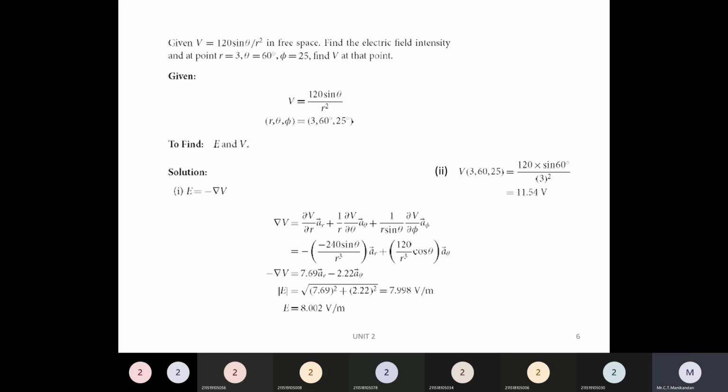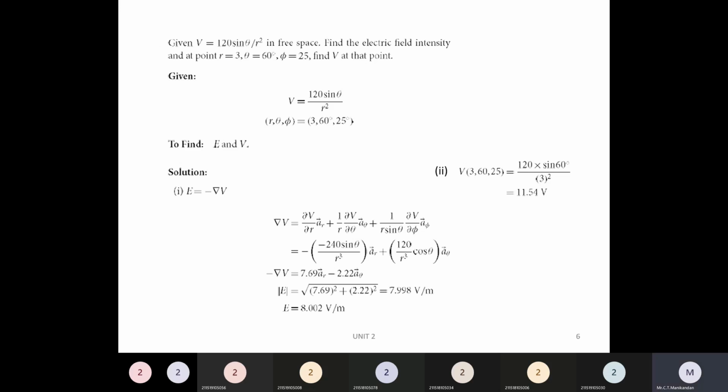And in the last session, I also told you that for the gradient there exist different coordinate systems: Cartesian, cylindrical, spherical. So the formula will not be the same for all coordinate systems, it will be different. For the spherical coordinate system, what is the formula for del V? It is dou V by dou r into a r, plus 1 by r dou V by dou theta into a theta, plus 1 by r sin theta dou V by dou phi into a phi. So we have to apply that.